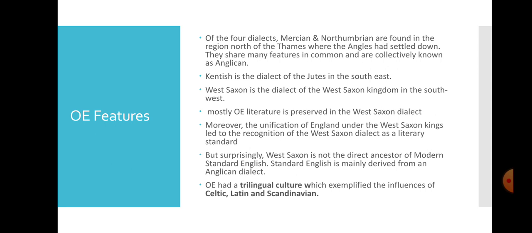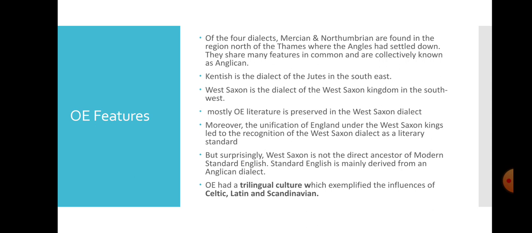Next is the Kentish dialect. Kentish is the dialect of the Jutes who settled in the southeast part. I have already told you that there are four main dialects in Old English: West Saxon, Kentish, Mercian, and Northumbrian. Mercian and Northumbrian became prominent where the Angles had settled down, and are collectively called the Anglican dialect. And Kentish is the dialect of the Jutes.